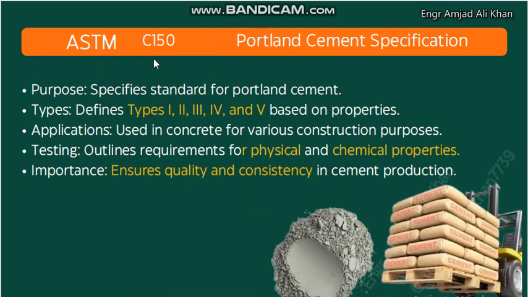Okay, ASTM C150: Portland cement specification. Purpose: specifies the standard for Portland cement. Types: defines types 1, 2, 3, 4, and 5 based on properties. Applications: used in concrete for various construction purposes. Testing: outlines requirements for physical and chemical properties. Importance: ensures quality and consistency in cement production.